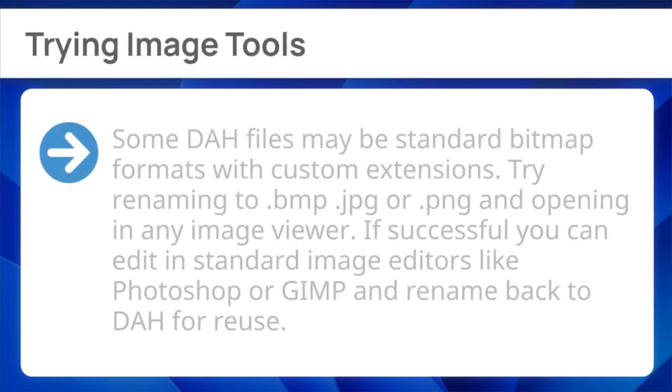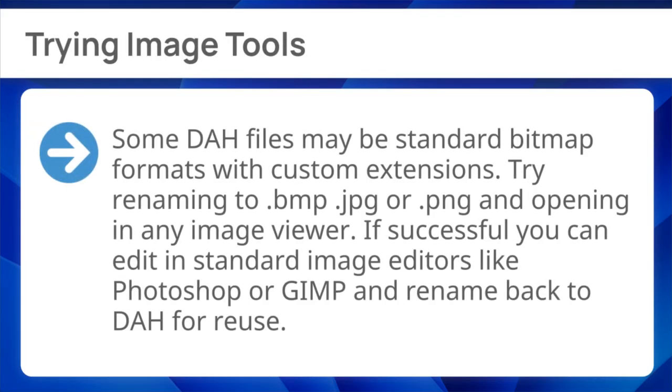Next, trying image tools. Some DAH files may be standard bitmap formats with custom extensions. Try renaming to .bmp, .jpg, or .png and opening in any image viewer. If successful, you can edit in standard image editors like Photoshop or GIMP and rename back to DAH for reuse.